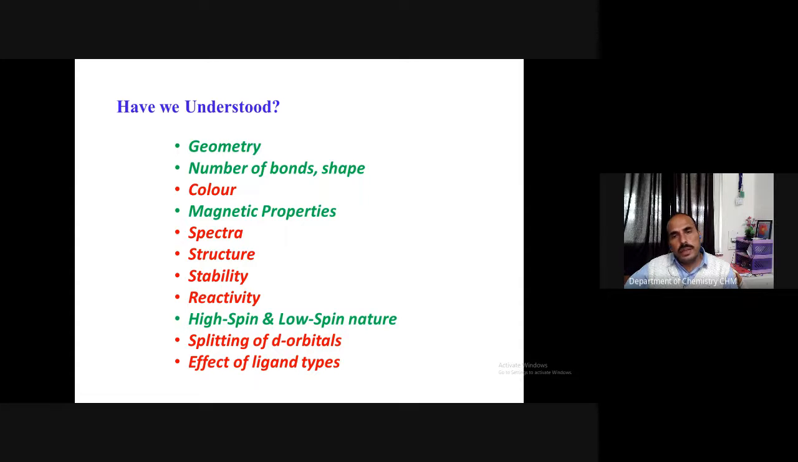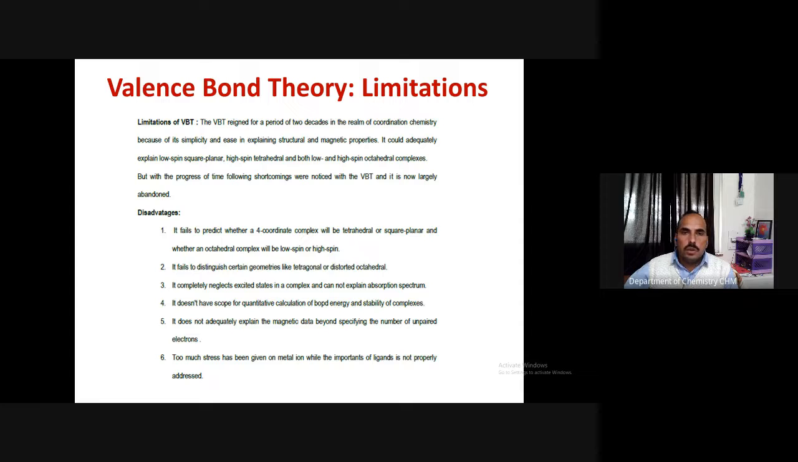It's much more complex than what is said in the valence bond theory, right? So there are still a lot of things that we need to understand. So you need another theory. A lot of limitations are there for the valence bond theory. It fails to predict whether a four-coordinate complex will be tetrahedral or square planar, and whether an octahedral complex will be low spin or high spin; only by knowing the magnetic property can you explain that. It cannot distinguish between certain geometries like tetrahedral or distorted. Distortions they don't explain.